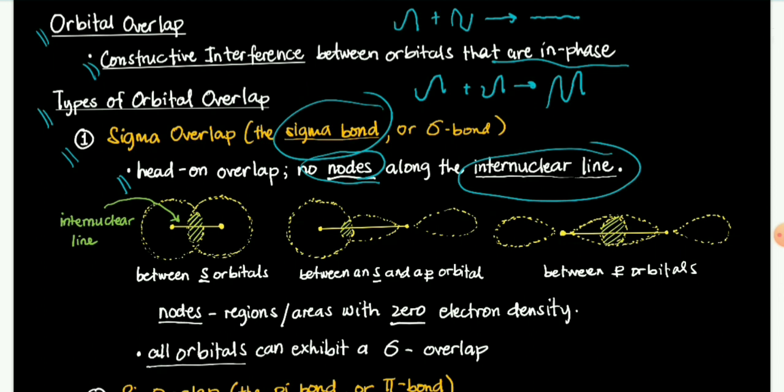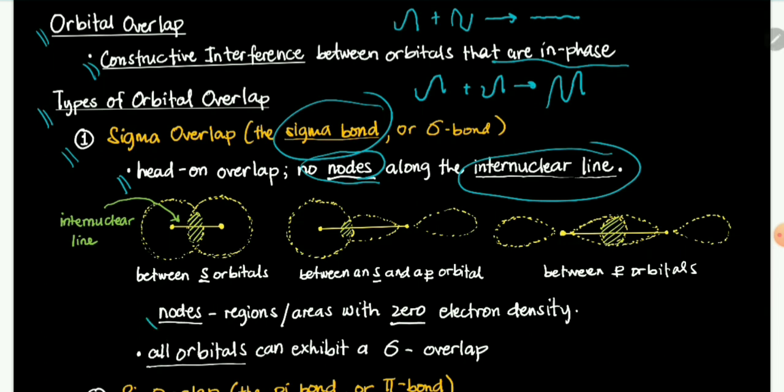So dito naman sa bonding between the s and the p orbital along the internuclear line, wala tayong makikitang nodes. Okay? So that's a sigma bond between the s and the p orbital. So between p orbitals, meron din tayong sigma bonding. So wala rin siyang nodes whatsoever. Okay? So that's the sigma overlap or the sigma bonding. Walang node along the internuclear line.